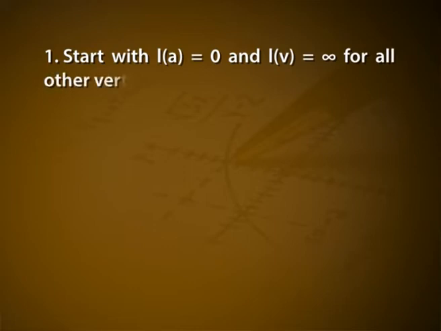There are several algorithms available to determine the shortest path joining a given pair of vertices in a graph. The following algorithm is the one discovered by E. W. Dijkstra, which is used to find the shortest path from a vertex A to another vertex B in a directed or undirected graph G. Step 1. Start with L(A) = 0 and L(V) = infinity for all other vertices V.